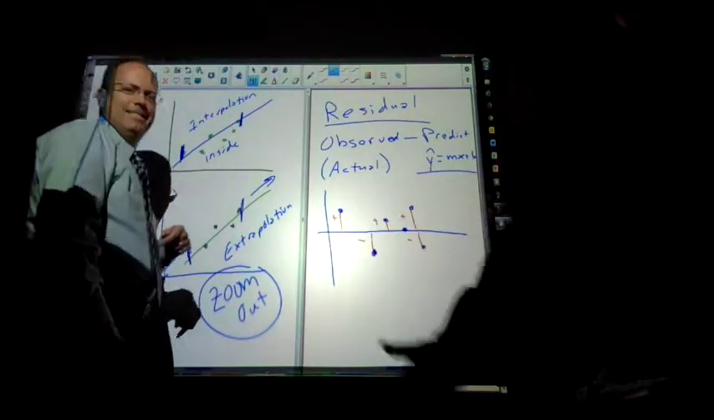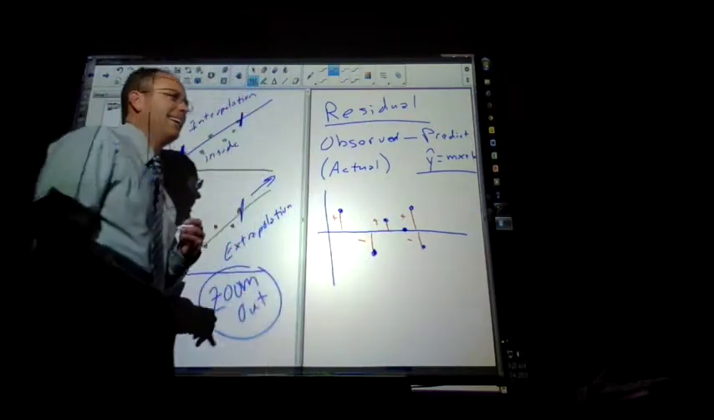Wait for the camera as you go by. Nope, that way. Pretty smart. I like it.